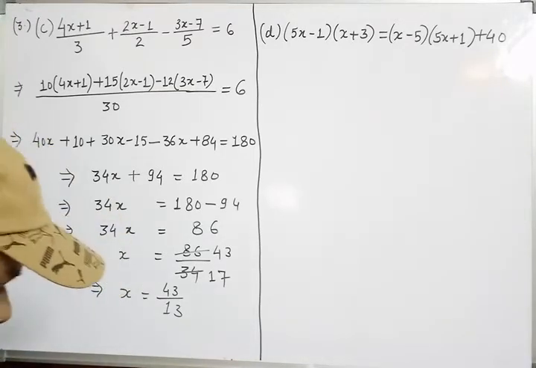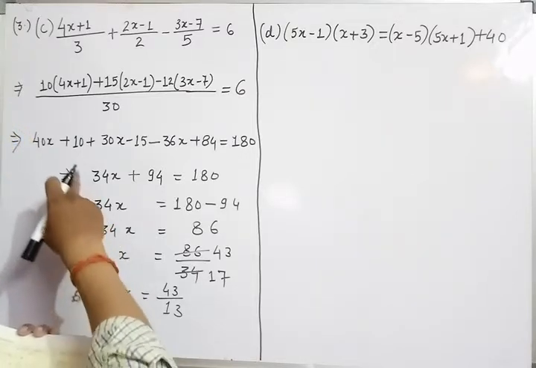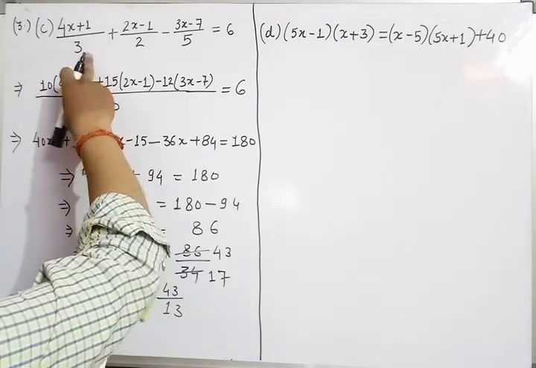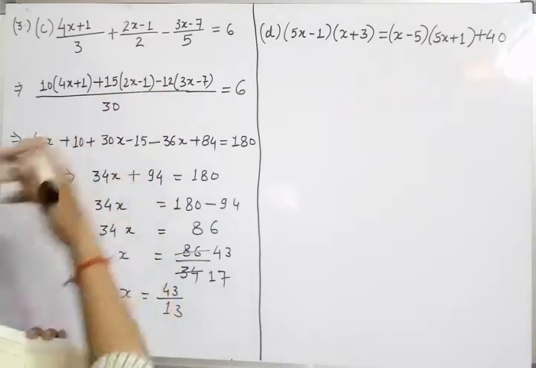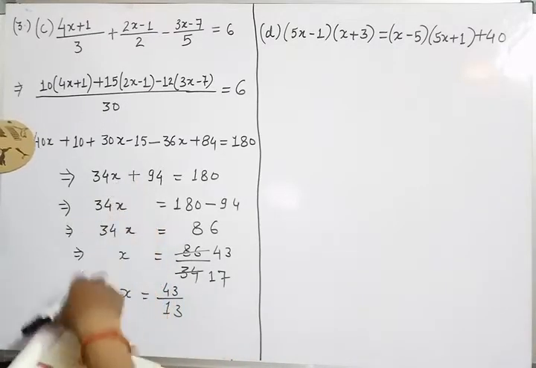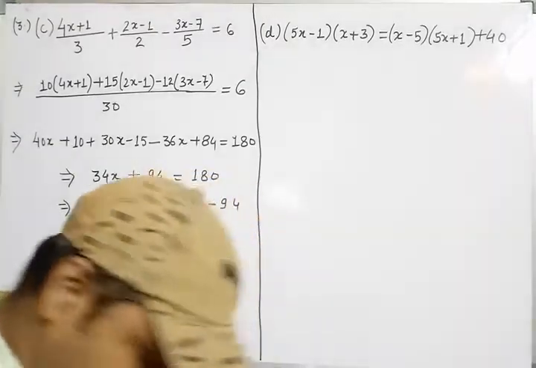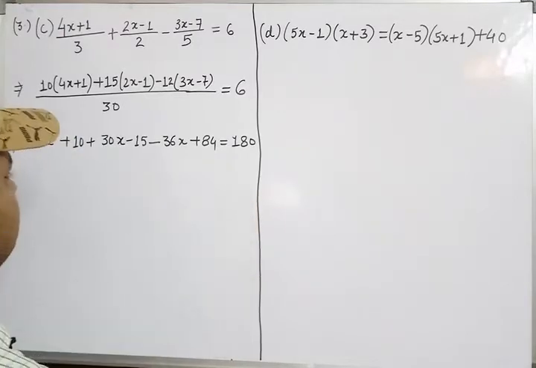Let me check where is the incorrect term. So here 4x plus 1 upon 3, 2x minus 1 upon 2, and 6 upon 3x minus 7 upon 5 is 30. So 10 times 4 is 40 and 10 times 1 is 10, 15 times 2 is 30. Student, there is a mistake, some mistakes happened, so here we have to correct this mistake.